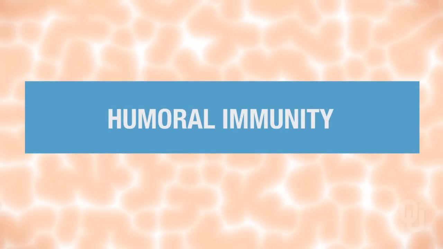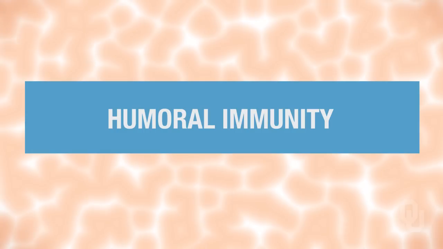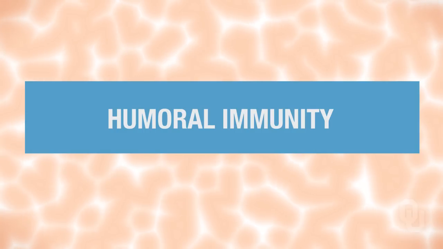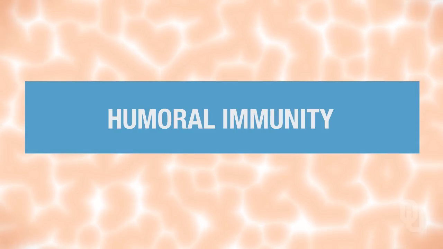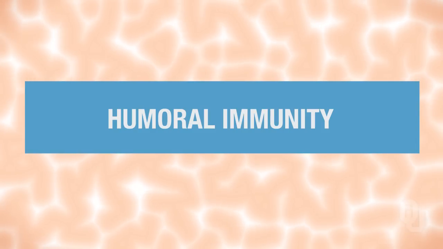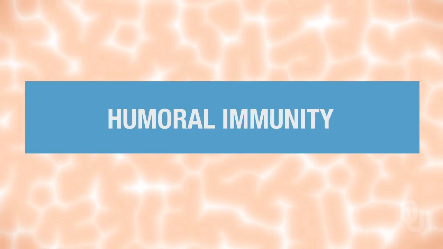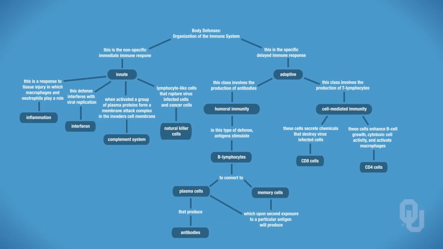This is part 4 of 6 for the immune system. This part is going to focus specifically on humoral immunity. So before we begin, let's take a look back at our outline here. And so once again, here we'll focus on humoral immunity.